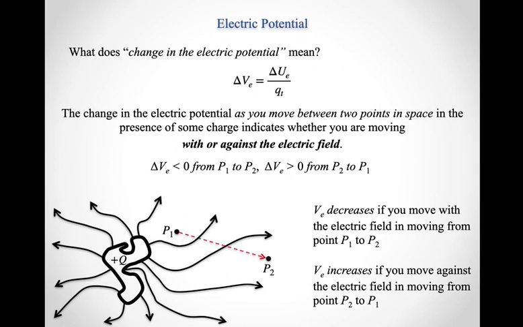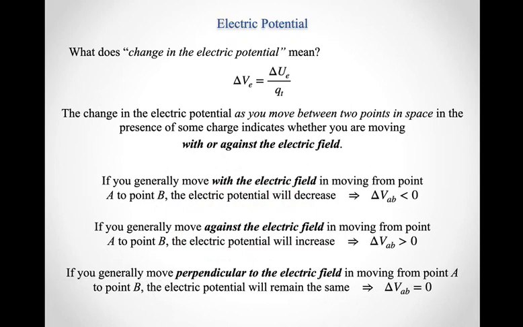The detail to notice, of course, is it doesn't matter what path I take to get there. So I could have taken this path straight from P1 to P2, or I could have taken an alternate path. Could have gone down first and then cut over. How you choose to move from one point to another doesn't matter. So the change in the electric potential doesn't care about which path you take. It only cares about whether in general you've moved more with or against the electric field.